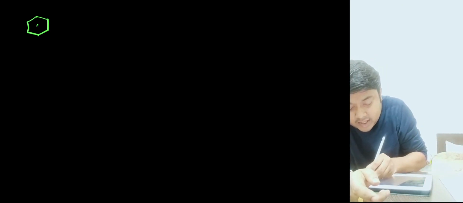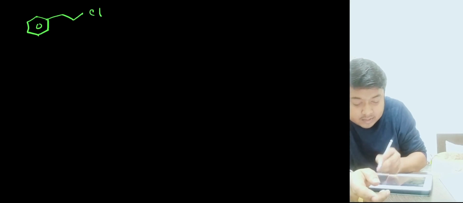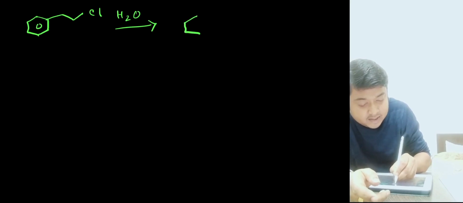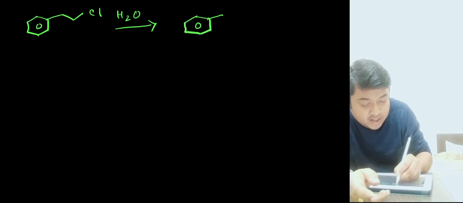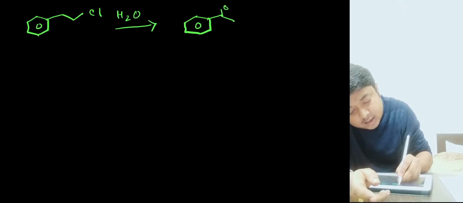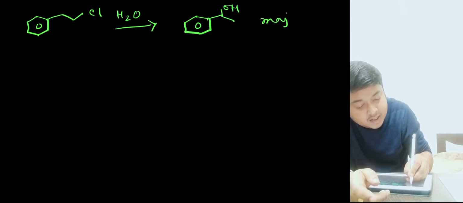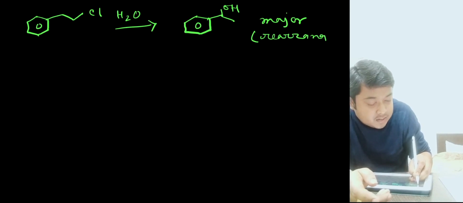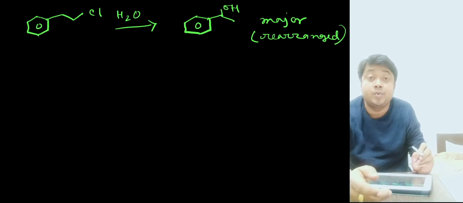Students, I am hoping you are having fun understanding this topic of rearrangement of carbocation. Now let me give you another example. Now I am giving a classic example. Look at this substrate carefully. I am taking the nucleophile H2O. In this case, we will get this as the major product, and you can understand that it is the rearranged product.